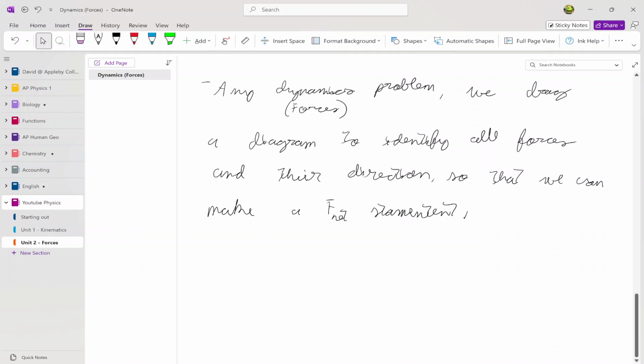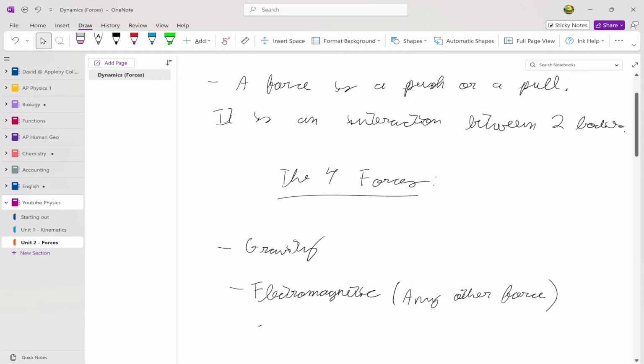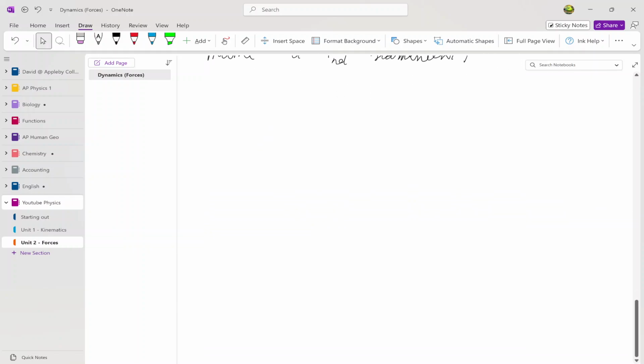And so that is really all to cover with just a basic understanding of force and important things. And so let's move on to practice problems.